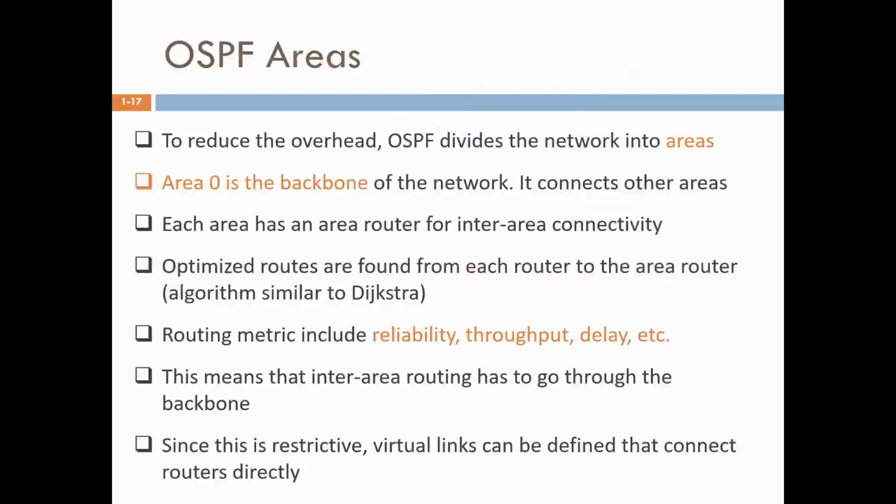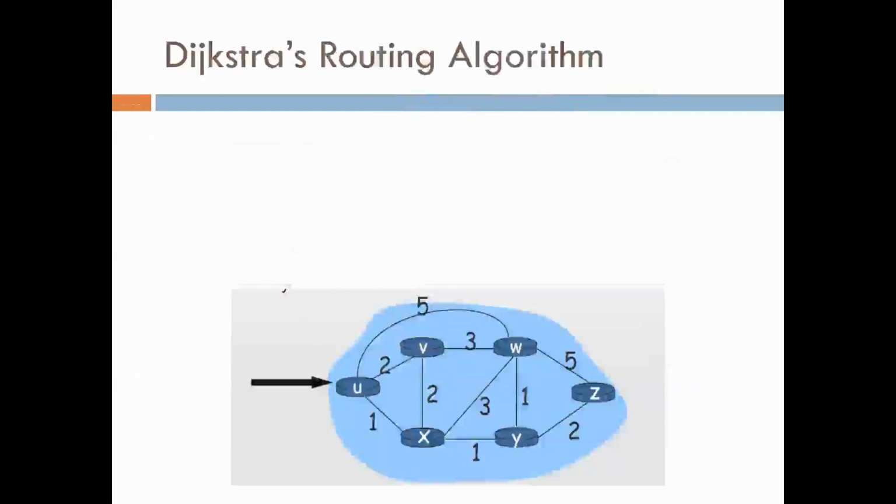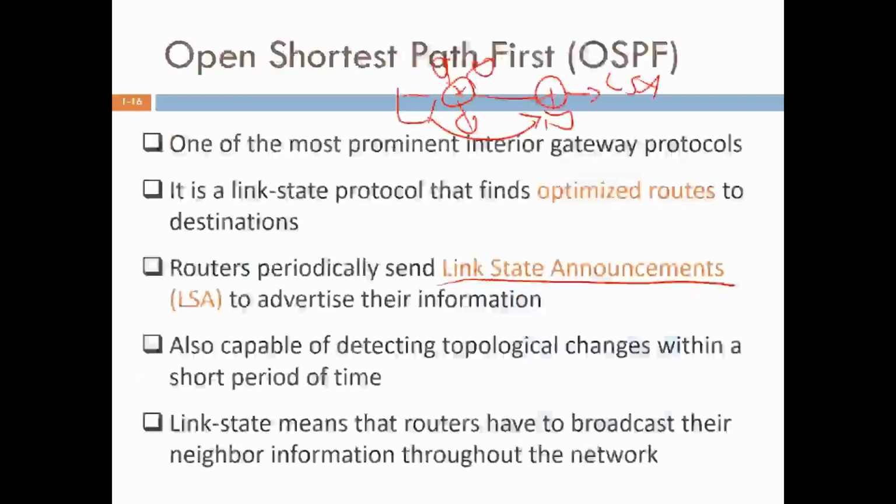Okay. OSPF is quite flexible. It supports several routing metrics such as reliability, throughput, and delay. So the cost that you see here in this figure can actually be representing different metrics. It can be representing the delay of sending over a link. It can be representing reliability or bandwidth. OSPF allows the network administrator to define what the metric actually represents.